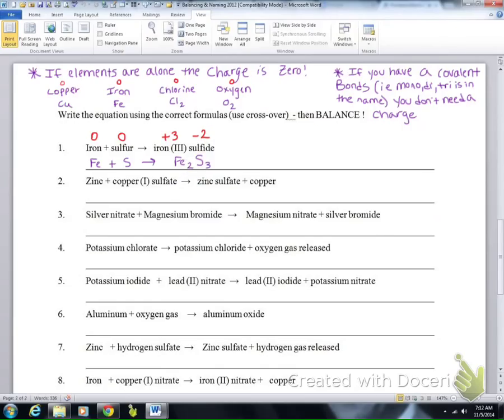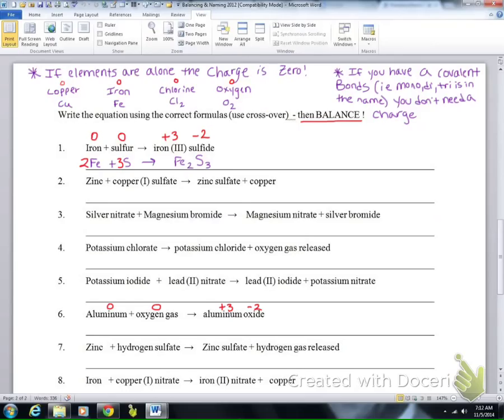And then before I leave, I've just got to make sure that I balance my equation. So I would need to add a 2 in front of the iron. So here I have 2 irons, 2 irons. I only have 1 sulfur here and I have 3 sulfurs here. So to fix that, I would put a 3 right there.